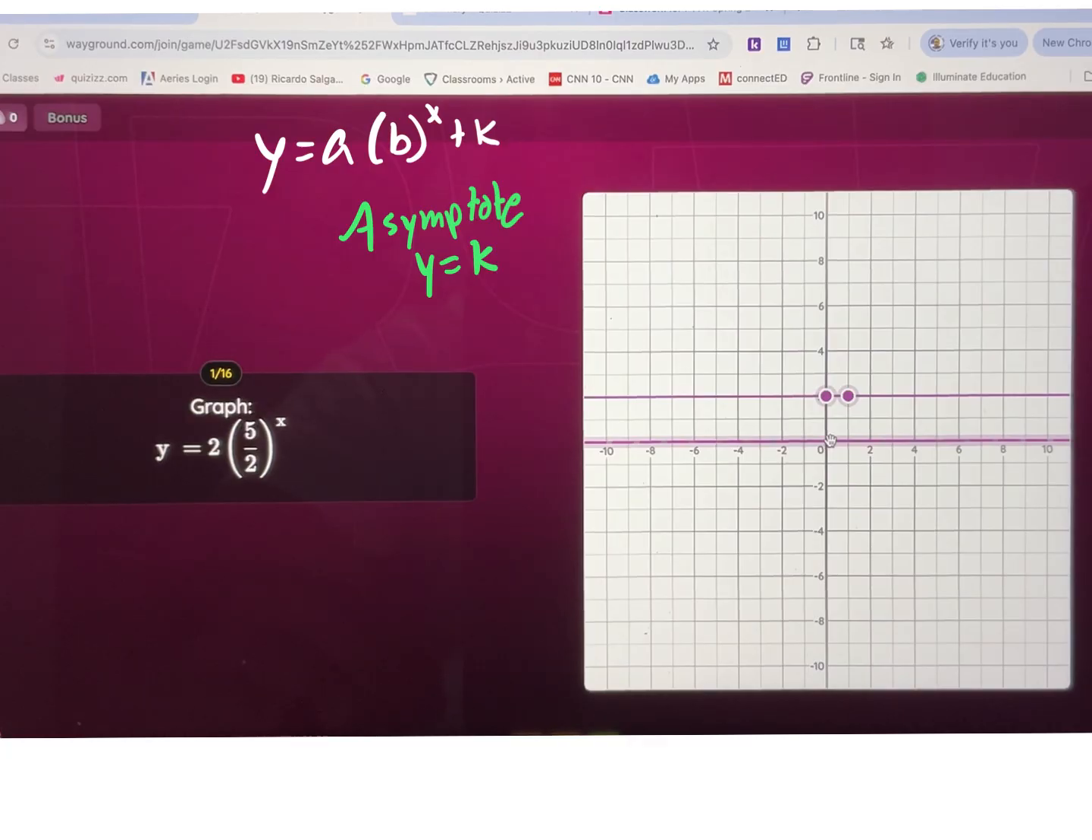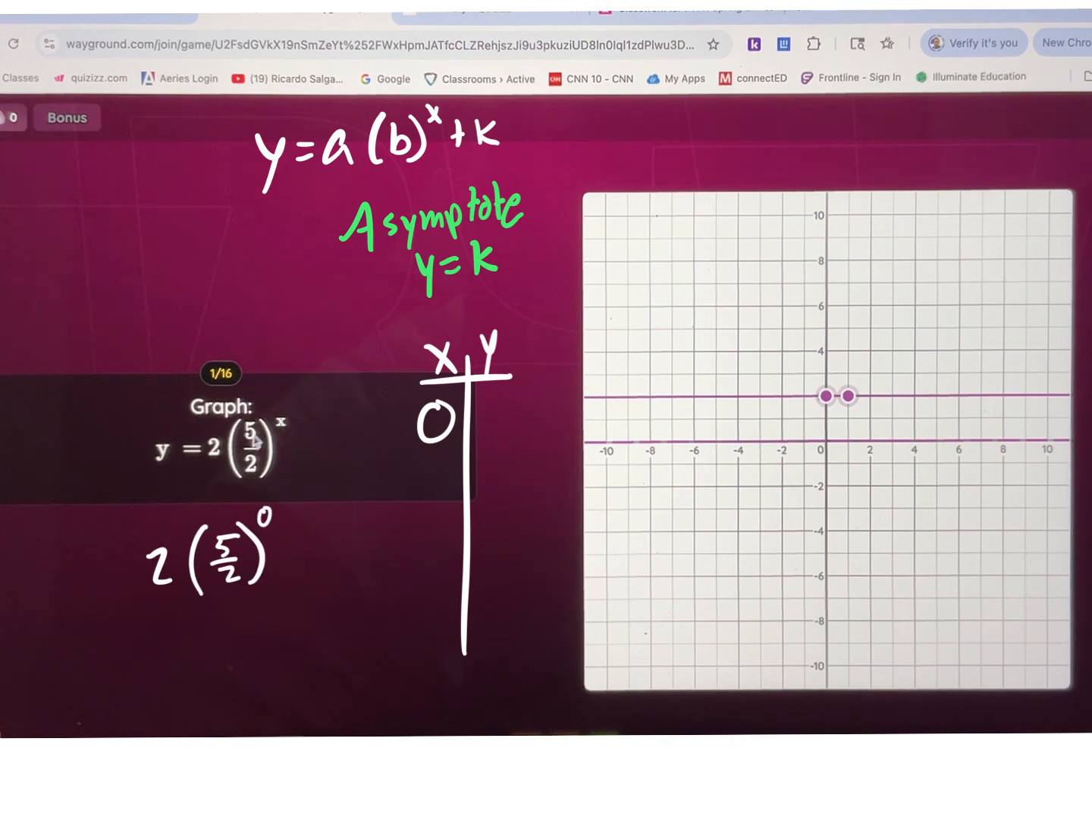And then after that, you could do an input-output table. I'll probably do an input-output table right here. And you're gonna plug in the easy number 0, right? If you plug in the easy number 0 into the x, anything to the 0 power is 1, and 1 times 2 is 2. So the input 0 gives you the output 2.